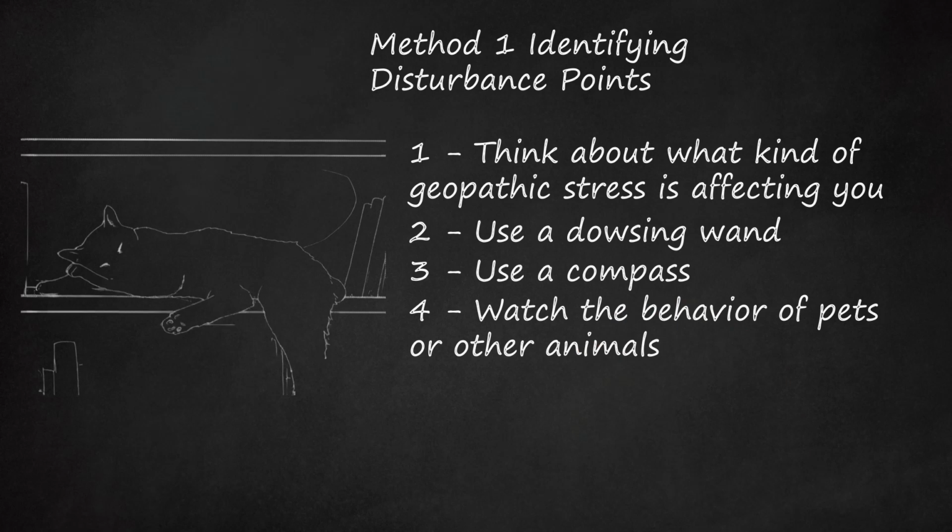4. Watch the behavior of pets or other animals. The 19th century German geomancer Baron Gustav von Pohl made a startling discovery. Cats, dogs, insects, and other animals are naturally attracted to areas of Earth resonance. One of the simplest indicators of a geopathic stress zone is to be found in the behavior of animals. Look for signs around you.